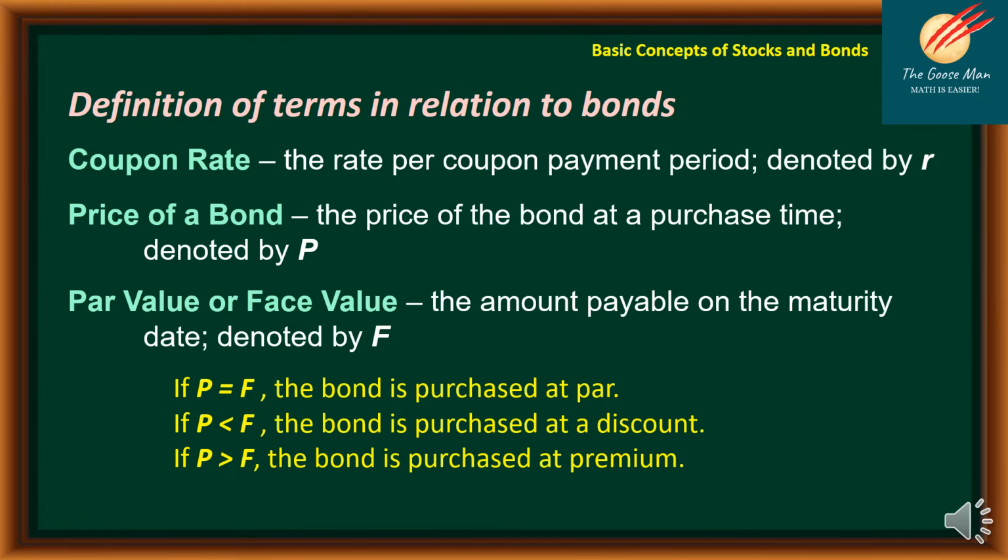So there are three conditions. If P is equal to F, the bond is purchased at par. While if P is less than F, the bond is purchased at a discount. While if P is greater than F, the bond is purchased at a premium.